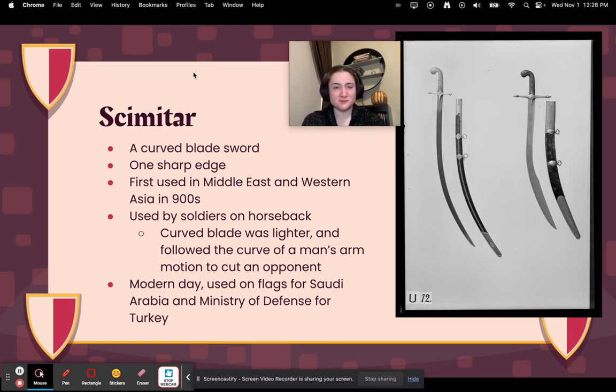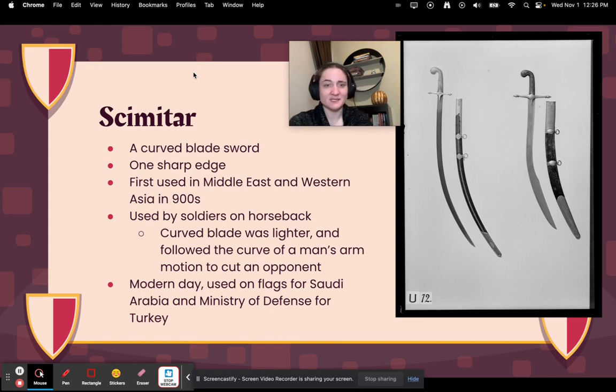It was first used in the Middle East and Western Asia in about the 900s. It was particularly used by soldiers on horseback. The reason for that is because the curved blade was a lot lighter than a double-edged blade, and it allowed the curve of a man's arm motion to cut an opponent more effectively. Right, because if you're swinging it this way with the curve of the sword. And apparently, there was less air resistance or something, so you could kill your enemy that much easier.